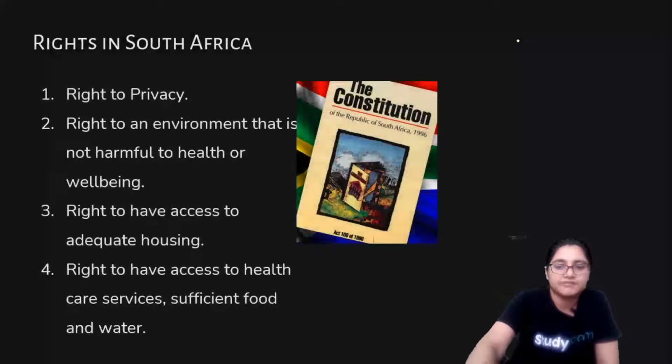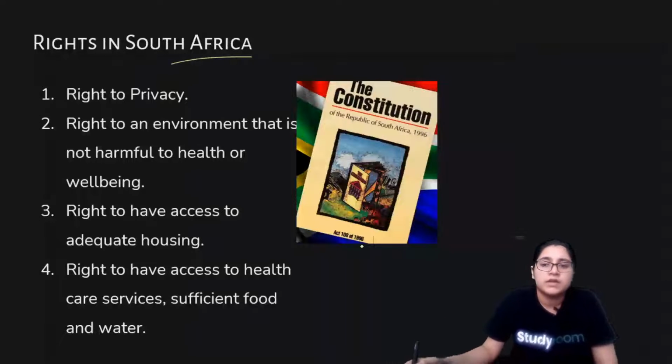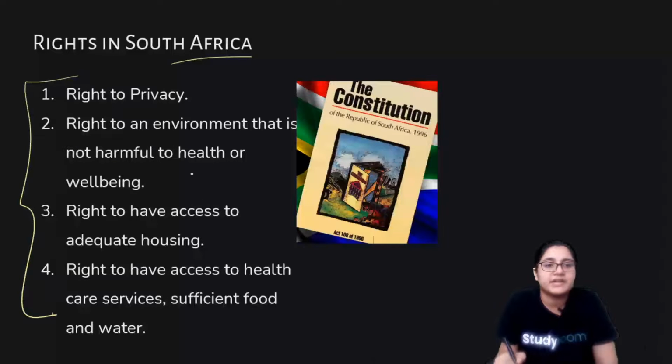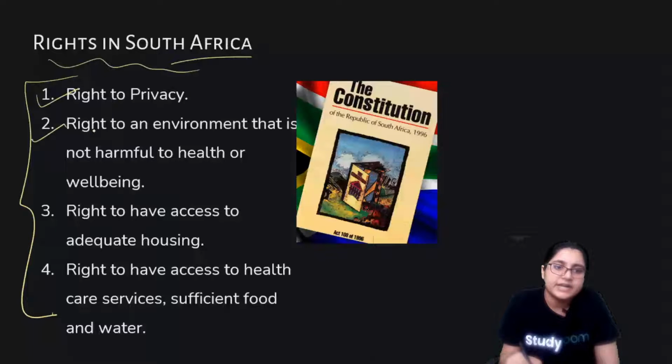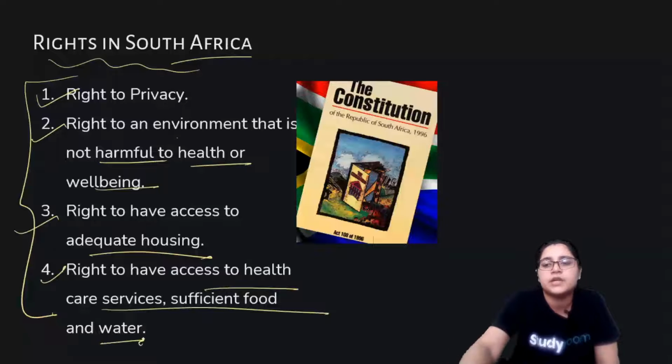So, rights in South Africa. South Africa got independence very late, and it has a different set of fundamental rights that were followed and accepted there. There was the right to privacy, the right to an environment that is not harmful to health or well-being, the right to have access to adequate housing, the right to have access to healthcare services, sufficient food and water.